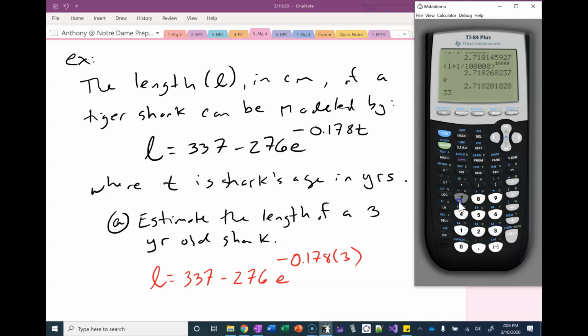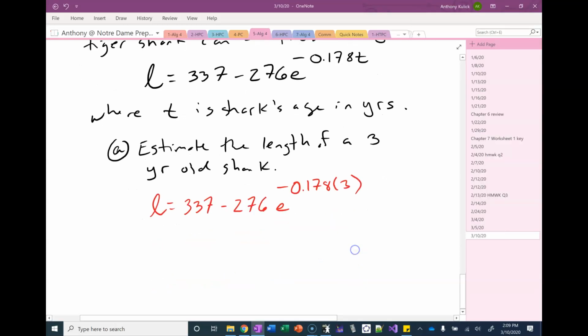So I'll just type this into my calculator exactly as it looks. 337 minus 276, and then second, ln calls the e with an exponent on it. Then in the exponent, I'm going to type negative 0.178 times 3. So I get about 175.2 centimeters.